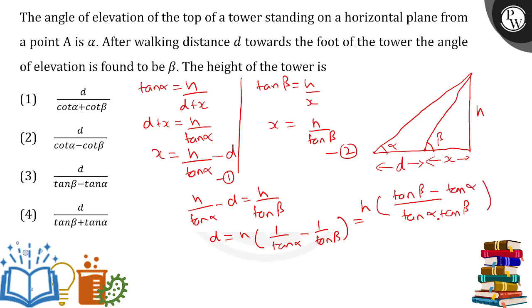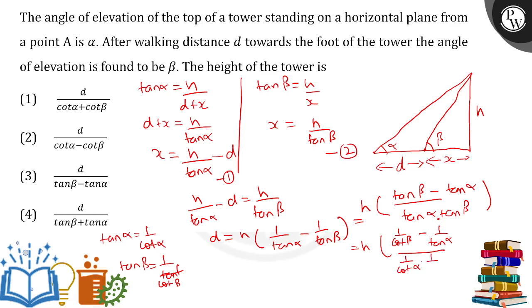But when I observe the options, no option matches this one. But in the options I can see cot alpha and cot beta. So basically I can convert tan into cot. Let me convert tan in the form of cot. I'll write tan alpha as 1 upon cot of alpha, and similarly tan of beta as 1 upon cot of beta. So when I put up the values, this becomes 1 upon cot of beta minus 1 upon cot of alpha upon 1 upon cot of alpha into 1 upon cot of beta. Over here also this is cot, not tan. Let me rectify over here.